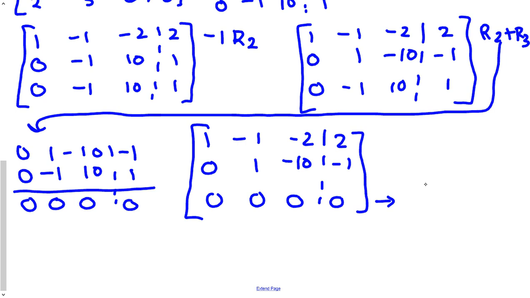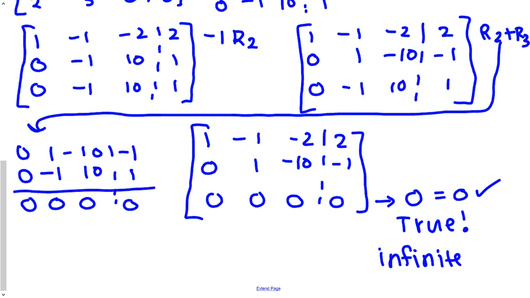This last row right here tells me that 0 equals 0. This is in fact a true statement, which means that this has infinite solutions. And if there are infinite solutions, we say this is a dependent system.